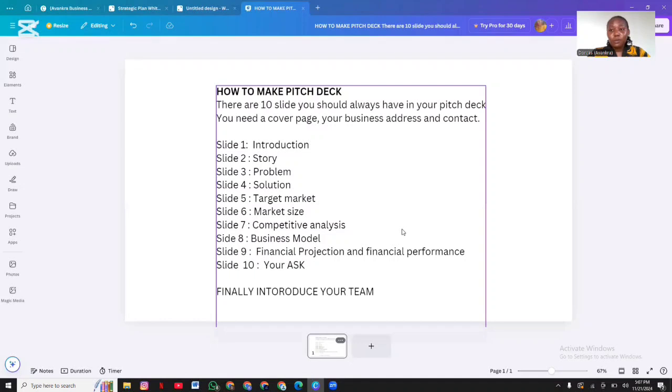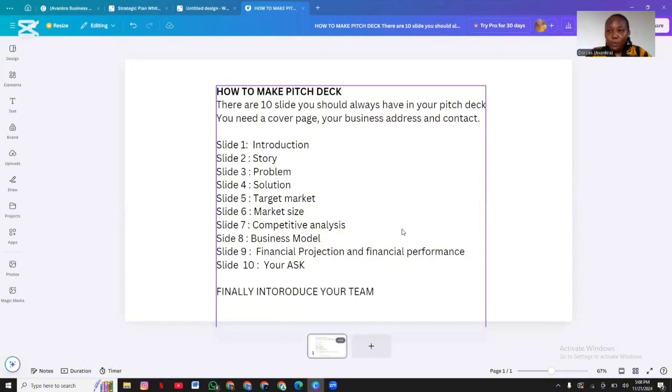I'm going to show you my pitch deck at the end of this class so you see what I'm talking about. So finally, slide 10, your ask. We are making mistakes here. You need money, so you need to put your ask. It's very important. The financial projection is very important also.